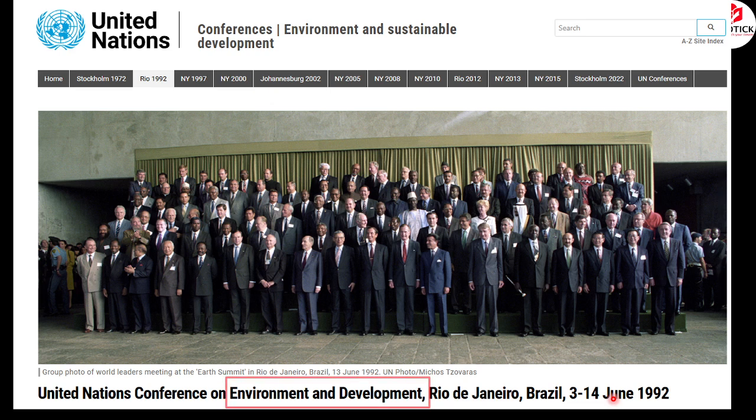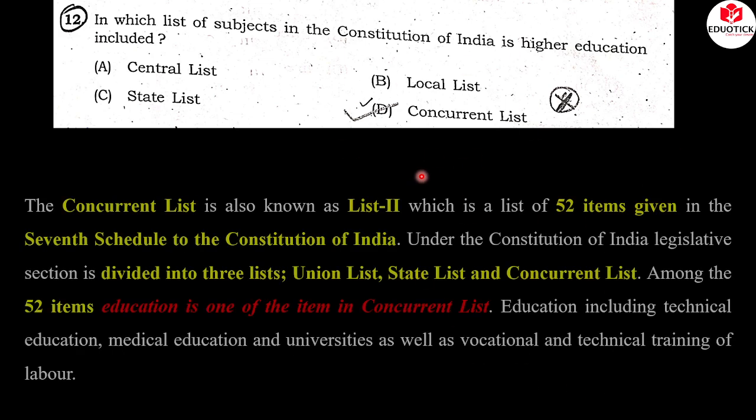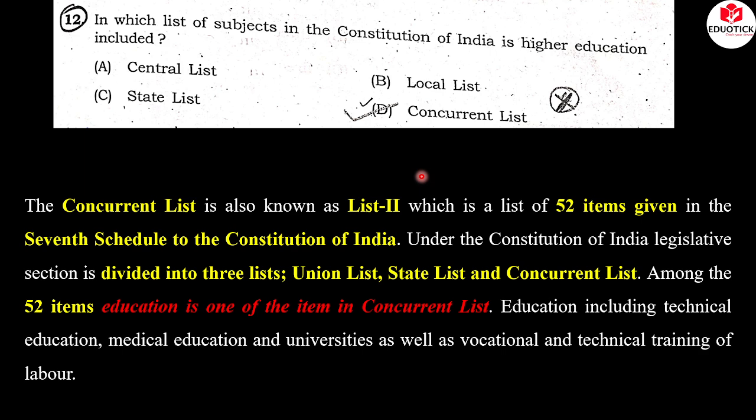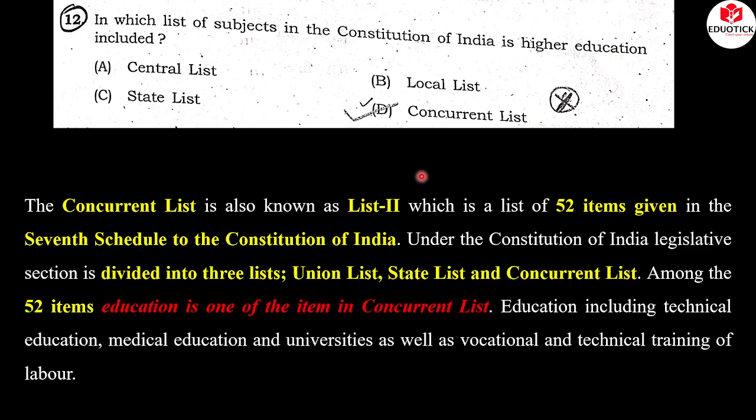The next question is, in which list of subjects in the Constitution of India is higher education included? The correct answer is concurrent list. We should know what the concurrent list is. The concurrent list is the list of 52 items in the seventh schedule of the Constitution of India. Under the Constitution of India, legislative subjects are divided into three lists.